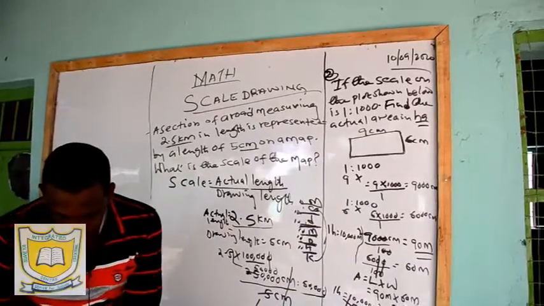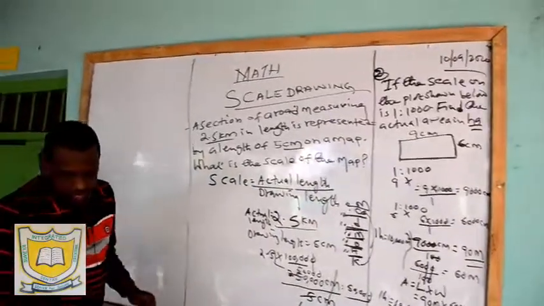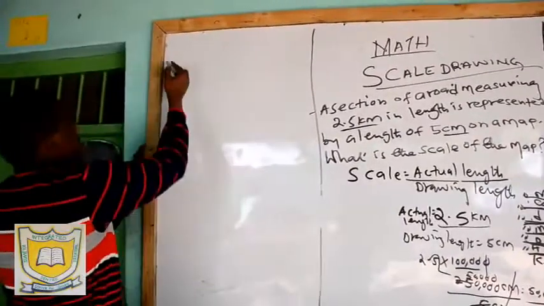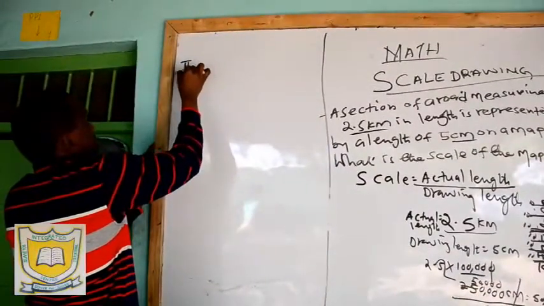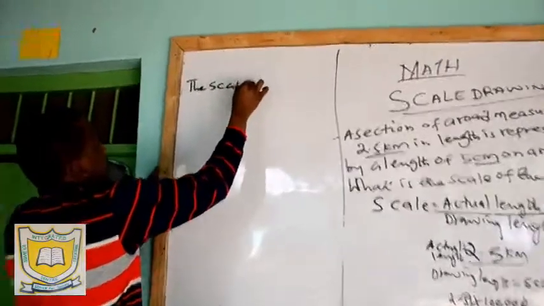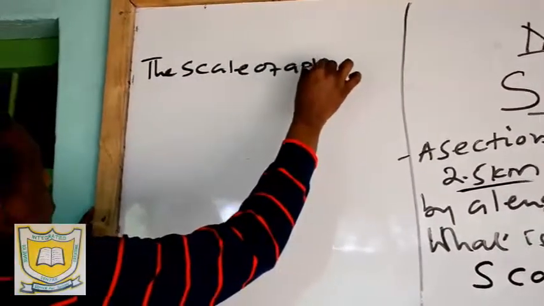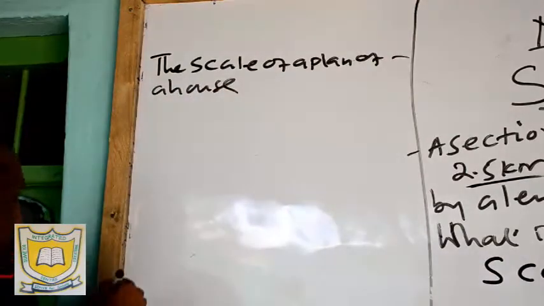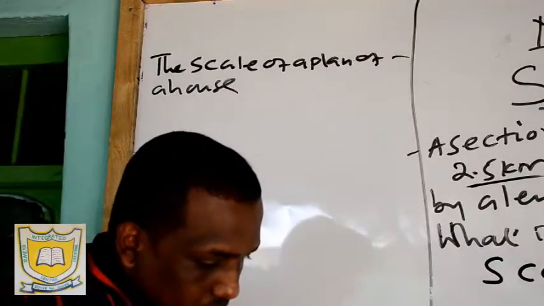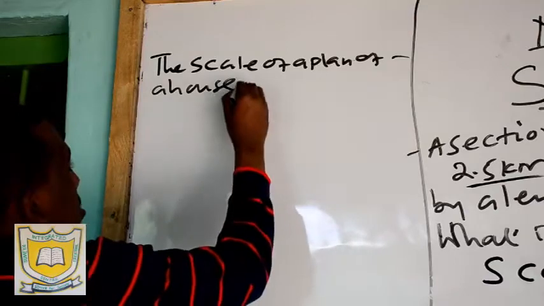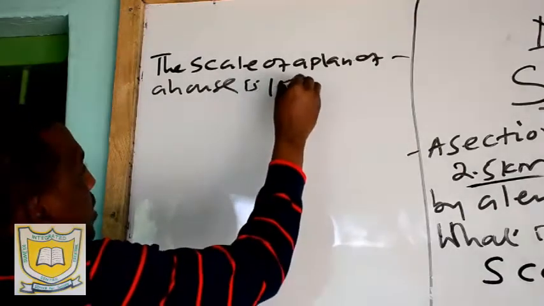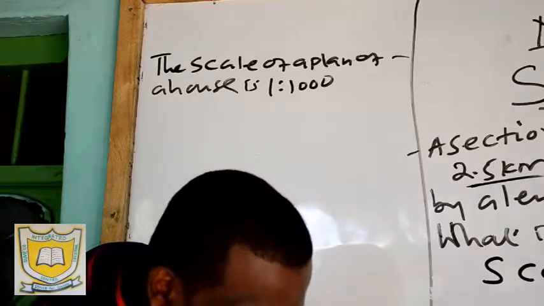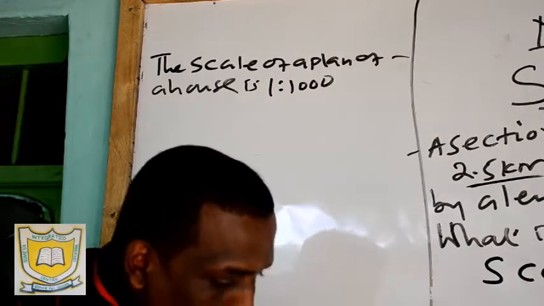Let us go to another question. Here you are told the scale of a plan of a house is 1 centimeter represents 1,000. Then you are told, what is the actual area of the rectangular room.